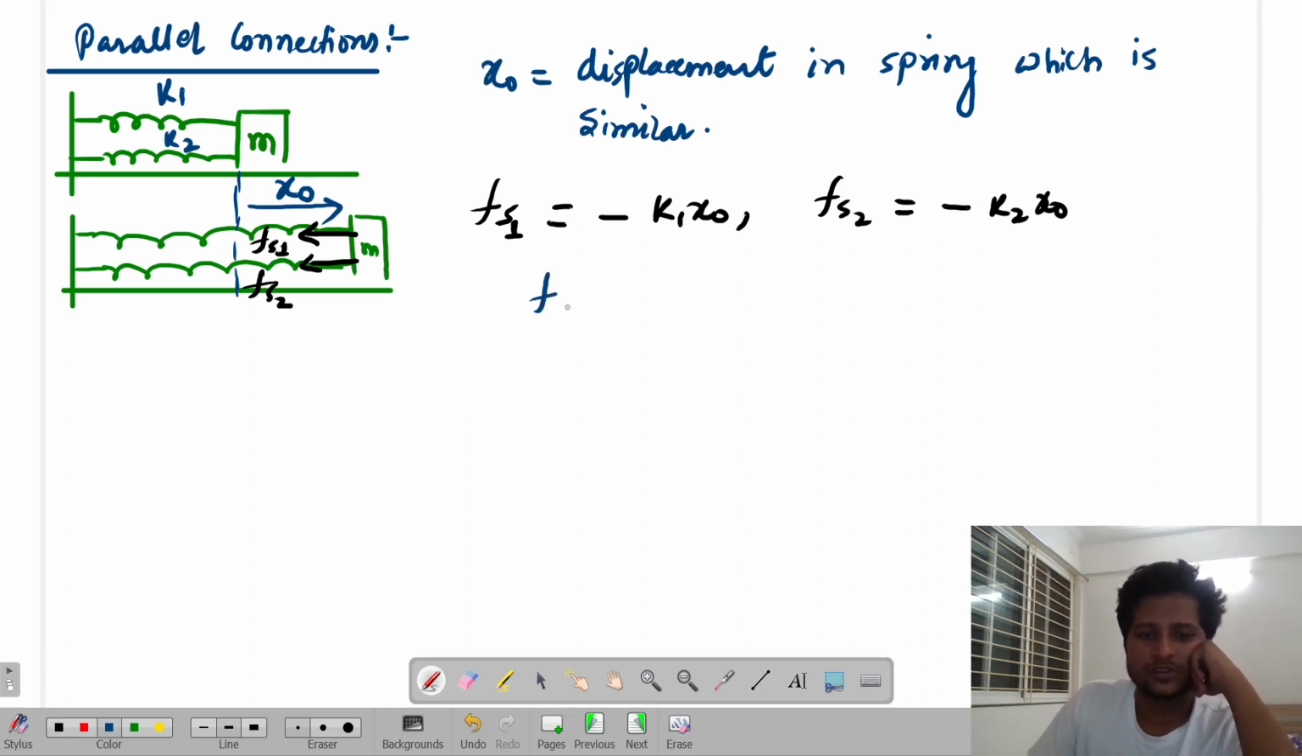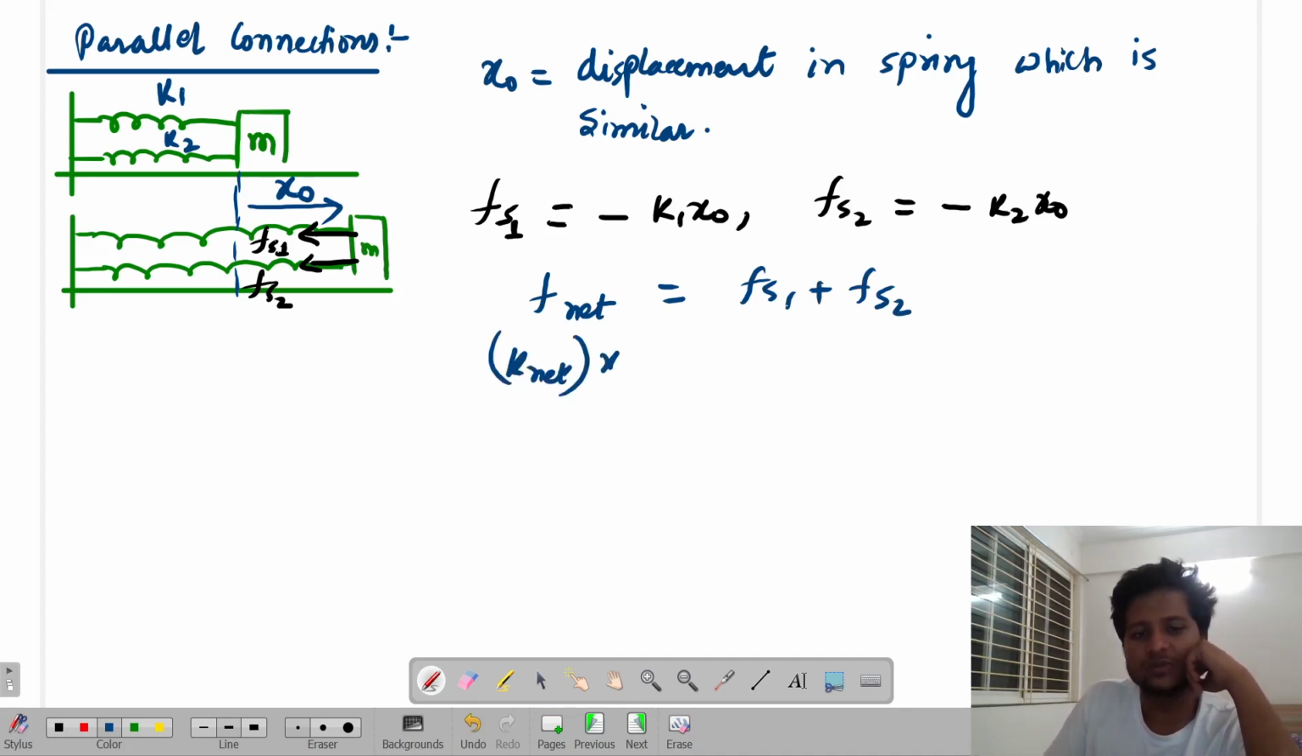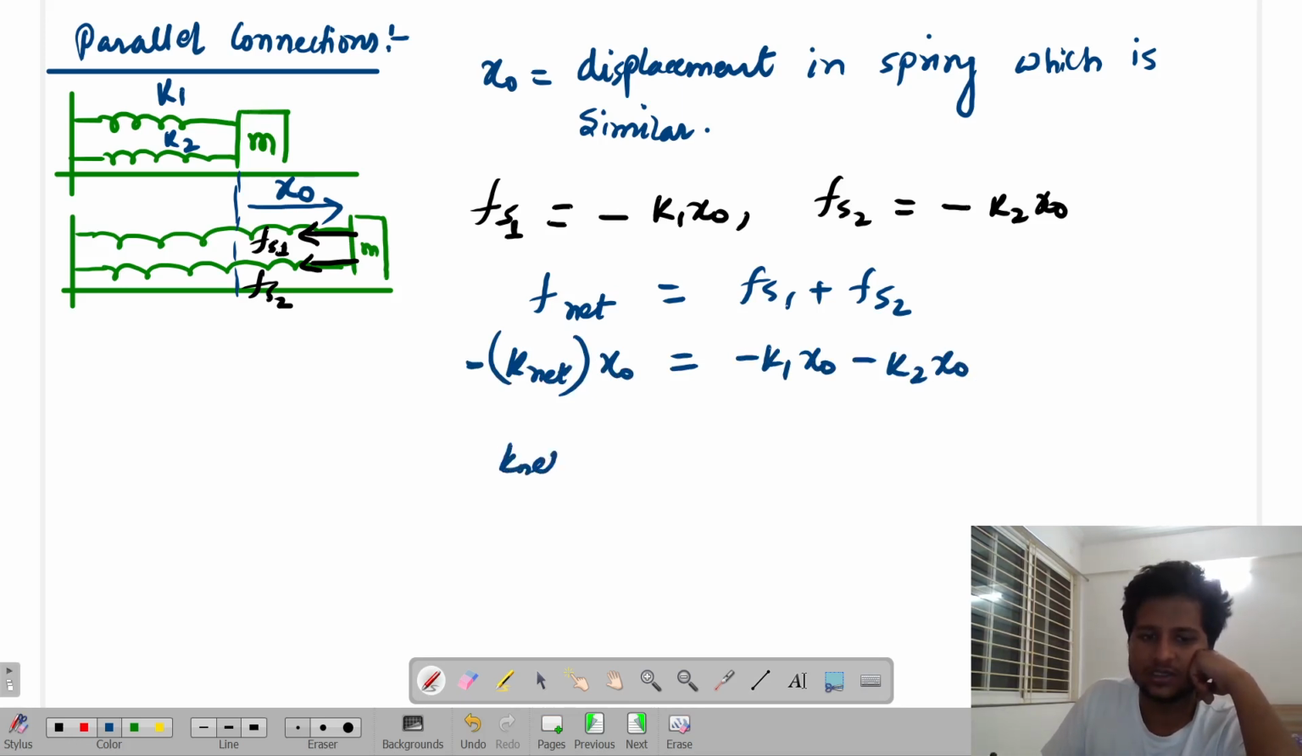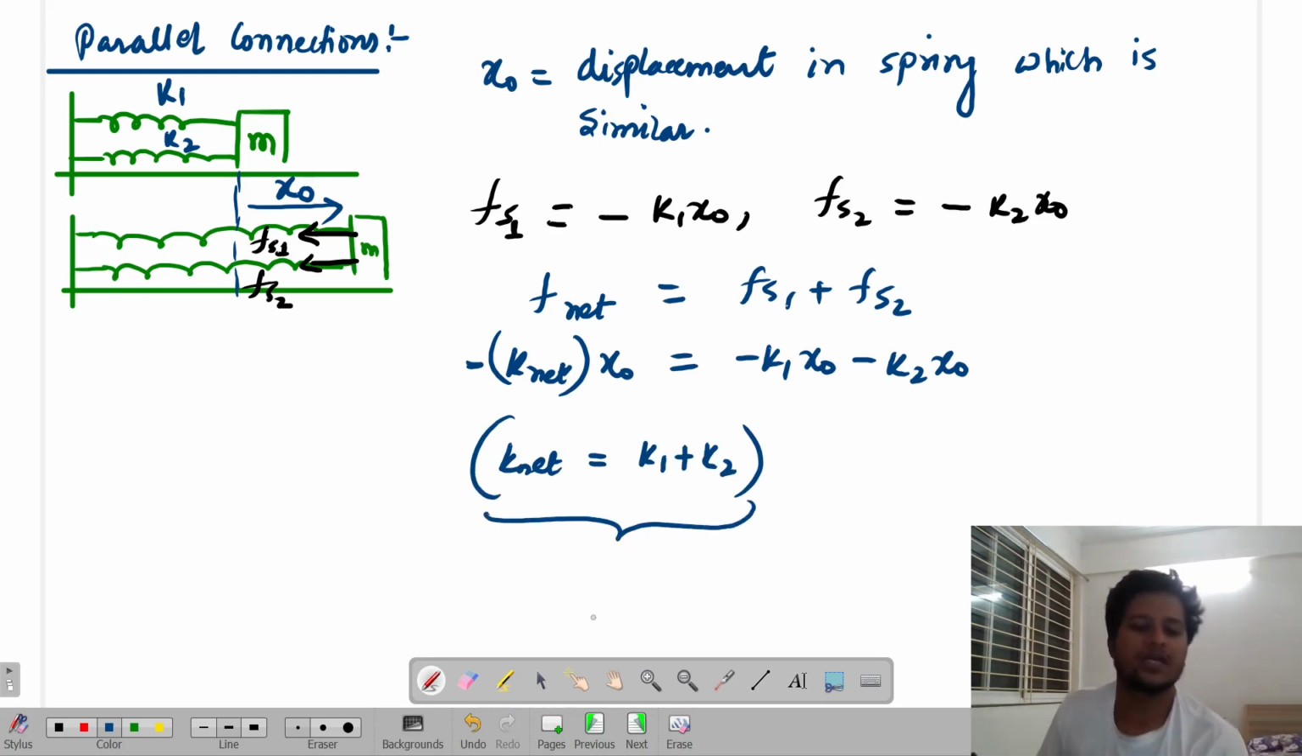So the net spring force, look carefully, the net spring force is just equal to spring force 1 plus spring force 2 or not? Because there are two blocks on which two different forces of spring are occurring or not. F net will be what? K net. But the displacement still remains same, which is x naught. So minus k net into x naught. This is minus k1 into x naught minus k2 into x naught. So you got the k net relation, that is equal to k1 plus k2. So net spring constant in terms of parallel connection is just like an addition of the spring constants. Are you able to get me or not?